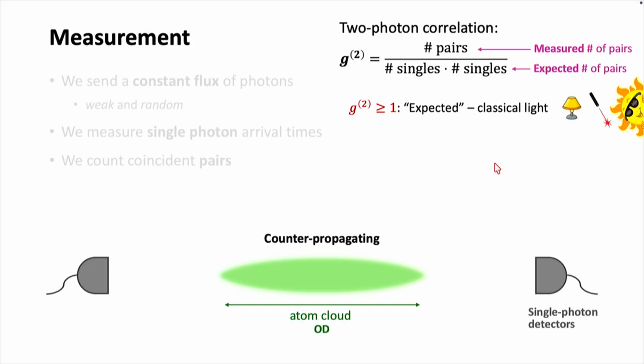The interesting thing happens when this value goes below 1. So when it's below 1, it means that we get fewer photon pairs than expected, or in other words, we are measuring single photons. So our photons arrive one by one. And this is a signature of quantum light. So if we think about it, this is exactly what we expect to measure in our system. Because as we said, photon pairs are suppressed, and photons can only leave the medium one by one individually. So let's see how we measure that in our system.